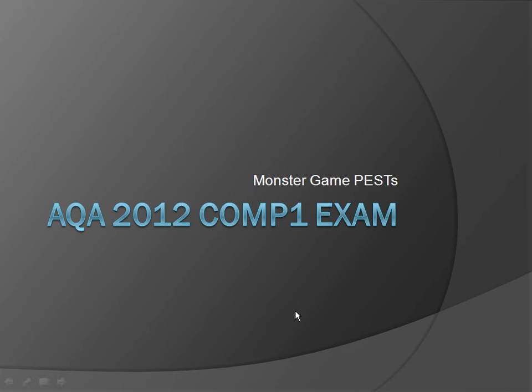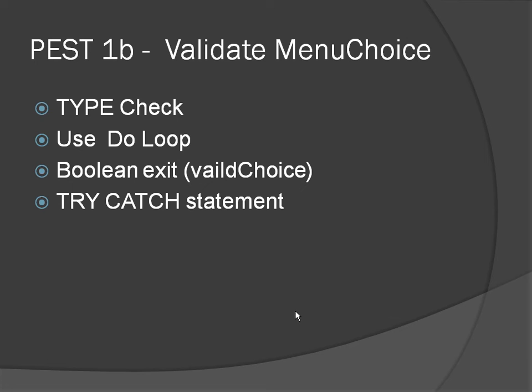Okay, welcome to the third part of the first pest for the AQA 2012 Comp 1 exam. We're still looking at the monster code. Specifically, we are looking at validation of GetValidMenuChoice. So we're looking to validate the menu choice.